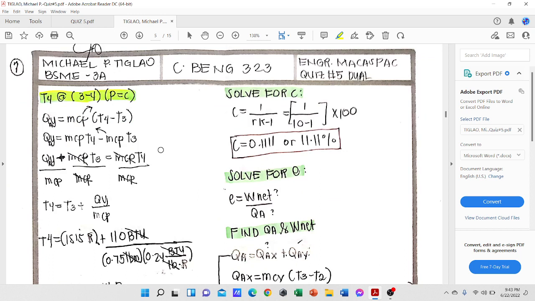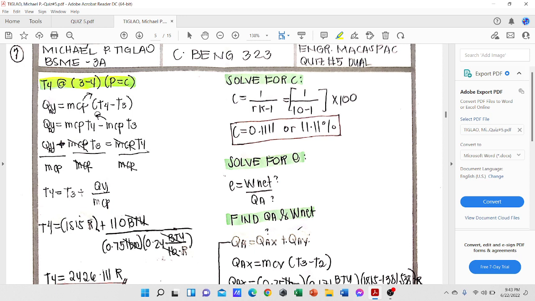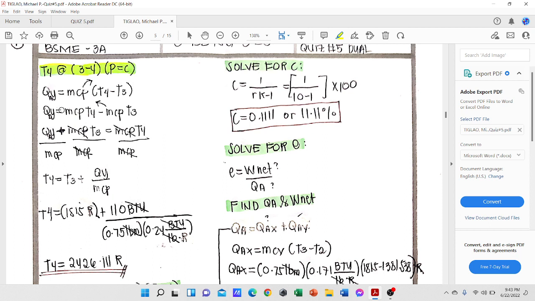Then, next naman is yung temperature 4 natin at process 3 to 4 which pressure is constant. So, ginamit kong formula dito para makuha ko yung temperature 4 ay yung QAY na formula, which QAY is equals to MCP quantity T4 minus T3. So, itong MCP dinistribute ko. So, magiging QAY is equals to MCP T4 minus MCP T3. So, kailangan makuha natin yung T4, ilipat natin yung MCP T3 sa kabila.